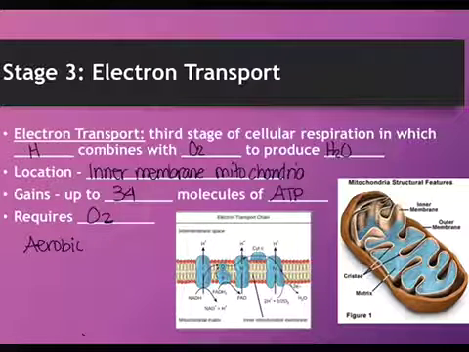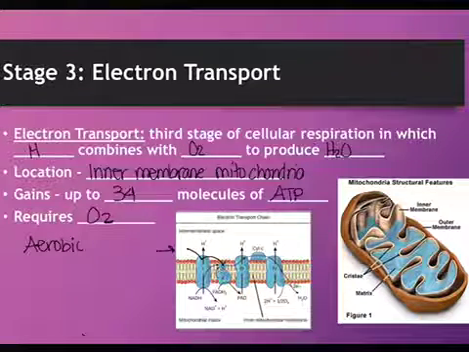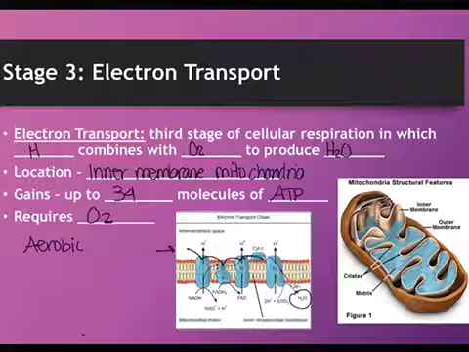And so in the membrane, you can see this electron transport chain. It's fairly complicated, and what really happens is electrons move through each of these steps until eventually they combine to make water.